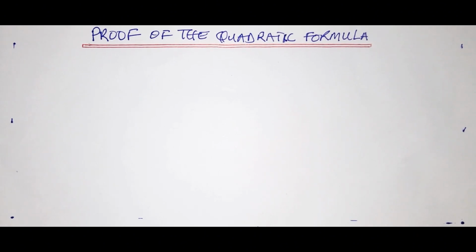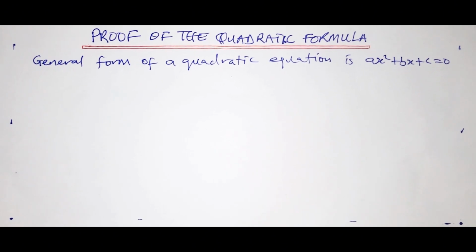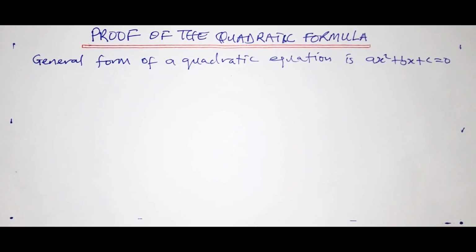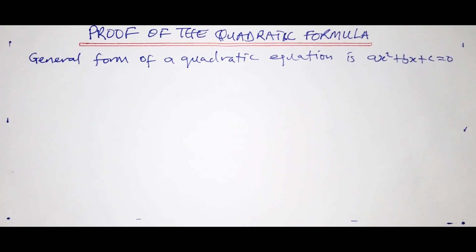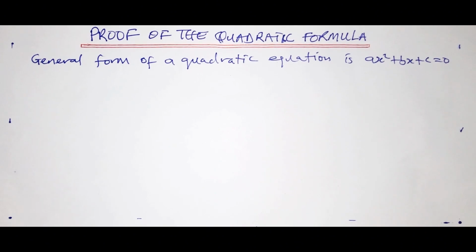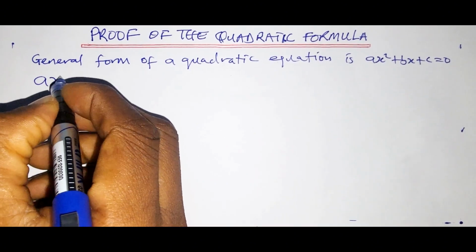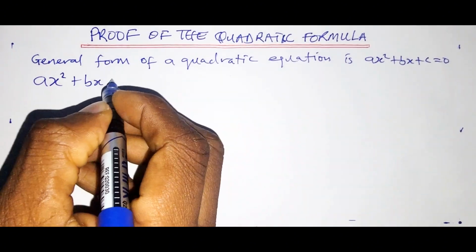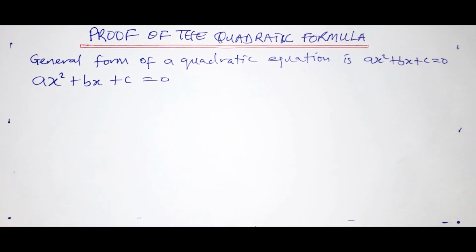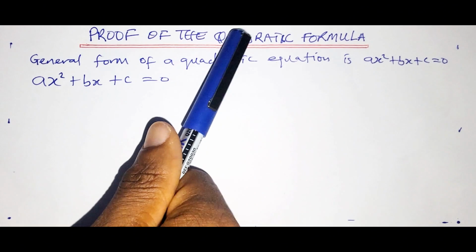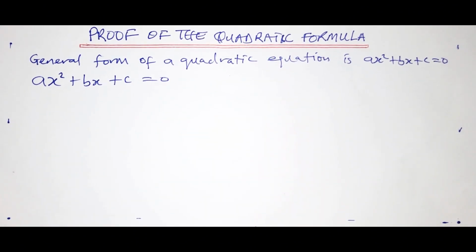We are going to prove the quadratic formula by completing the square method. The general form of a quadratic equation is given as ax squared plus bx plus c equal to 0, where a, b, and c are real numbers. All right, let's go. So we have ax squared plus bx plus c equal to 0. This is the quadratic equation. We are going to use this quadratic equation to form the quadratic formula, aka the almighty formula.